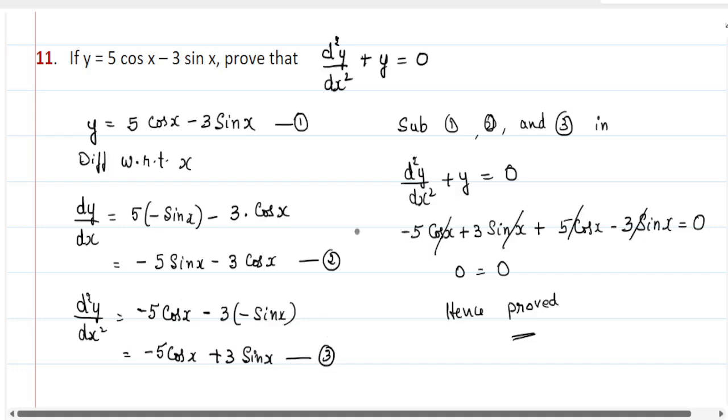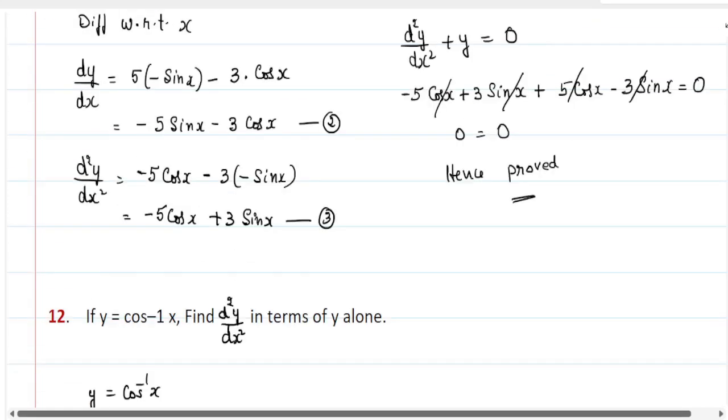Substitute 1, 2 and 3 in this equation, that is d square y by dx square plus y equal to 0. What is d square y by dx square? It is minus 5 cos x plus 3 sin x, plus what is y? 5 cos x minus 3 sin x. So upon cancelling we get 0 as the answer. This is the answer, hence proved. We'll go to the next question.